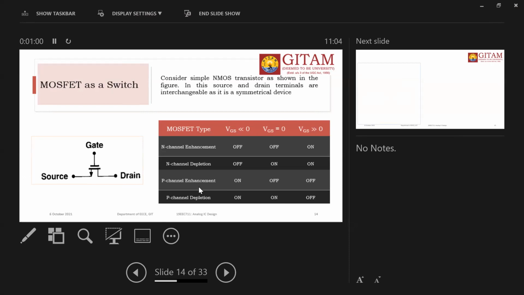In the last class, we started the MOSFET as a switch, how the MOSFET is acting as a switch. We started with that component. Generally, any MOS transistor, whether it is a PMOS or NMOS, the main application of the MOSFET is as a switch.